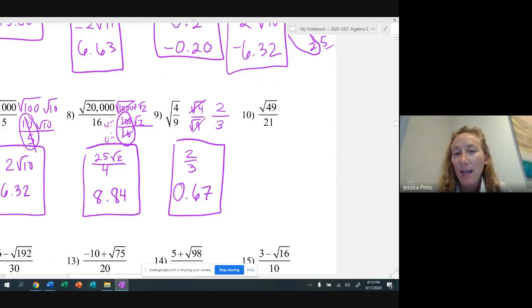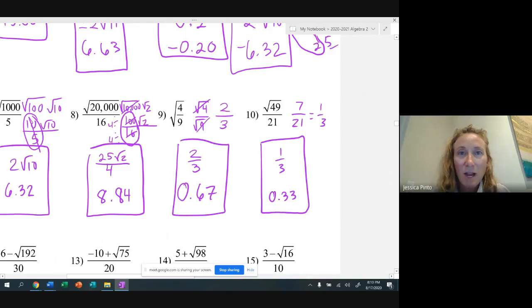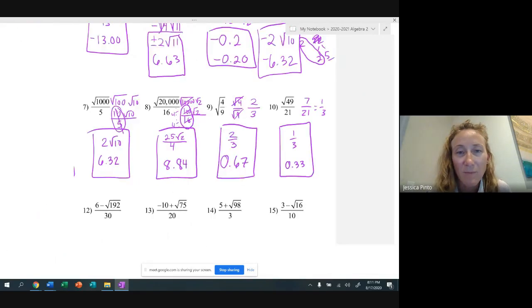All right, number 10. Ooh, you try it. Just going to do it quietly. You try it at the same time as me. All right, check my work. Was I on the same page? Yeah, that one was easy. 49 is a perfect square.